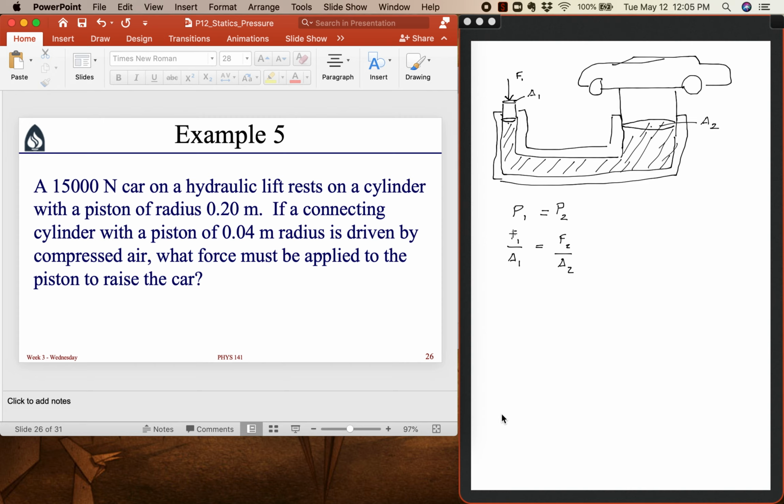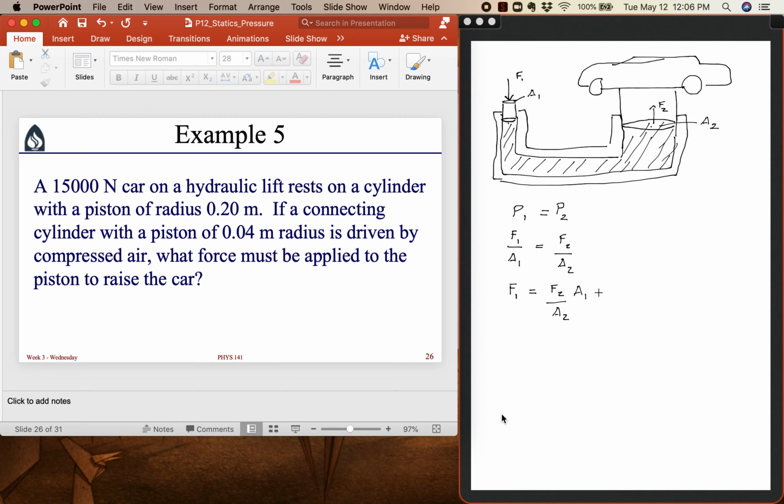So then what we're interested in is F1. How much force do we have to apply with our air compressor? Because we push down on the air compressor, that creates some pressure here. The fluid delivers that pressure, and then there's going to be this upward force, F2. So how much do we have to press with the air compressor? I'll rearrange this equation by multiplying both sides by A1. And so F1 is equal to F2 over A2 times A1.